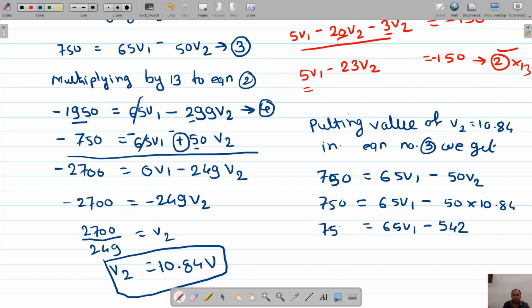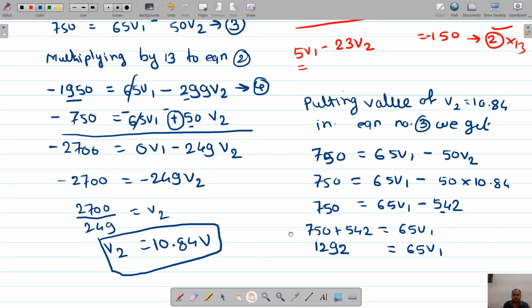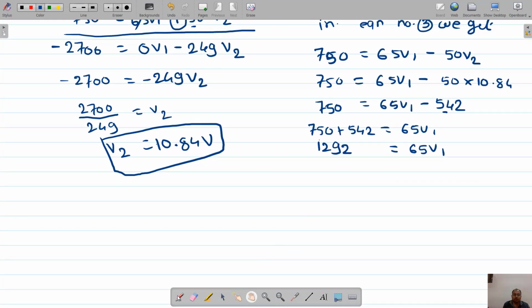Okay, fine. Now let us take this 542 to the left hand side. So it is going to become 750 plus 542 is equal to 65 v1. Is that fine? Great. So let us add 750 and 542. So it is becoming 1292. So 1292 is equal to 65 V1. Is that fine?